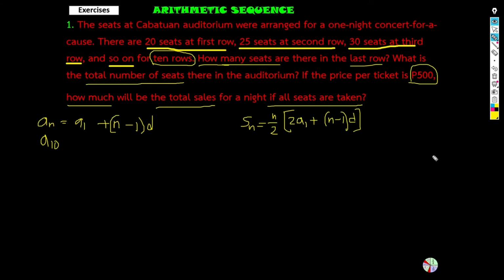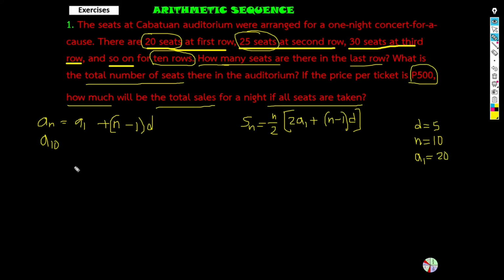So we're now going for the details. What is d? d is the difference of the number of seats from first row to the second row, which is 20 here, and then 25 seats, that is just a difference of 5. 25 to 30, it's also 5. Therefore, d is equals to 5. Now, n, how many rows are there? 10 rows, so 10. And A sub 1, the first number in the arithmetic sequence, is equals to 20.